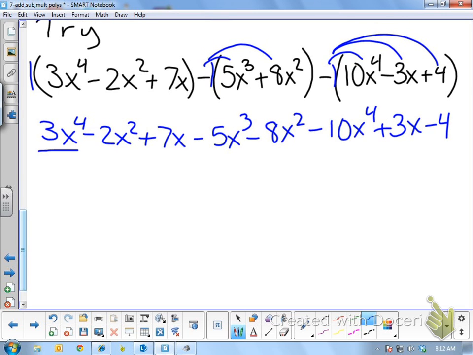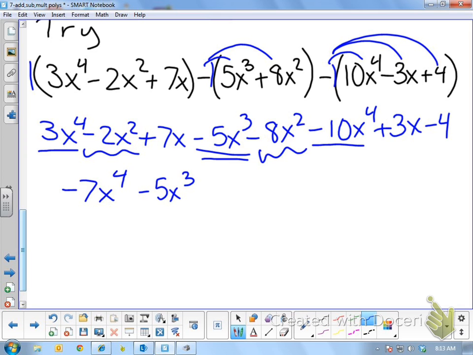What is 3 minus 10? Negative 7. Be careful with your subtraction and working with negative numbers. If you need to, use a calculator so you can be sure that you're subtracting these correctly. And then 5x to the third, it has nothing to combine with, so we just bring it down, negative 5x to the third. Then we have negative 2x squared, negative 8x squared, negative 2 minus 8 is negative 10x squared.